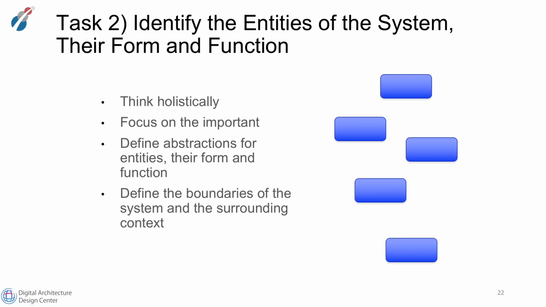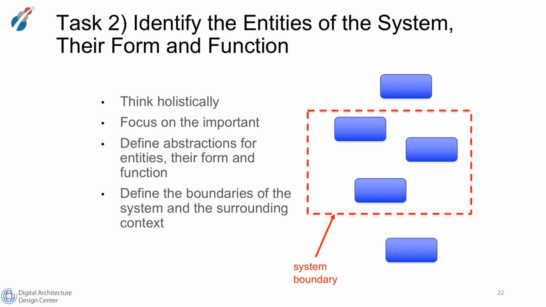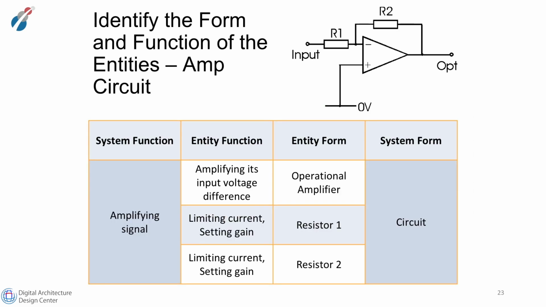And in order to do this, we need to think holistically, and we need to define the boundary of the system. So what's inside the system, what's outside the system. And so focusing on what's important, defining abstractions for the entities, their form and function, and then defining the boundary of the system and its surrounding context. Again, this sounds very, very simple, but in many, many systems, it's quite difficult. And depending on how you set the boundary, you can come to quite different insights or conclusions. So let's do that for our three examples.